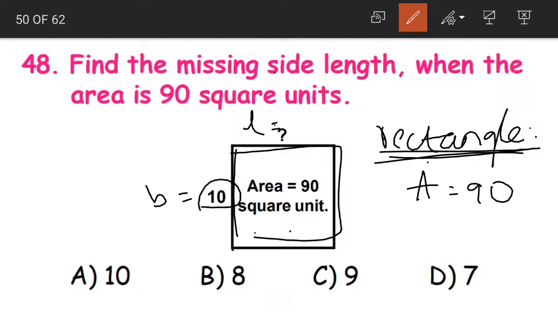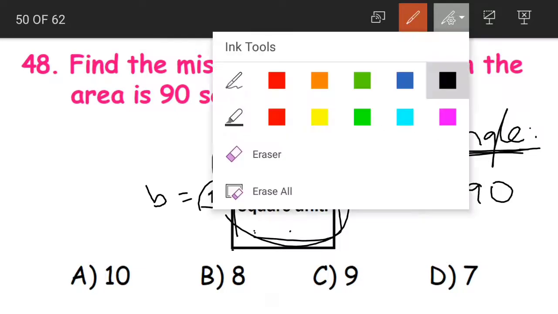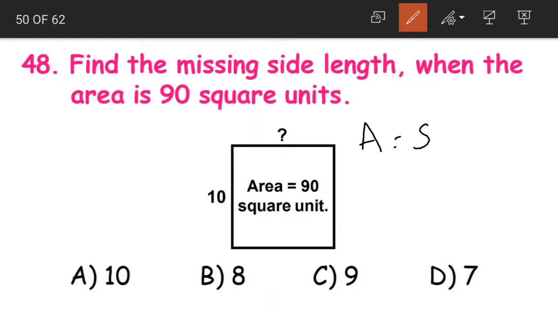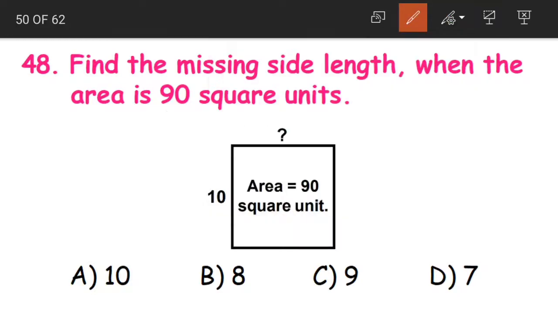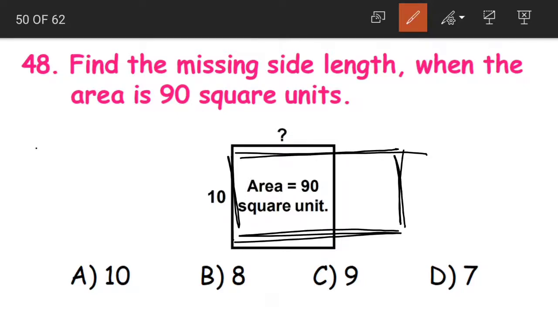Understood? If this was a square, then the length of the missing side will also be equal to 10. As all the sides are equal, the length of the missing side will also be equal to 10. And what will be the area, children? Area is equal to side into side, that is equal to 10 into 10, that is equal to 100. Is the area 100 here? No, the area is 90. So that is why I am saying that here the figure is given wrongly. It is a rectangle whose side is missing. Area is equal to 90. They have already given area is equal to 90.